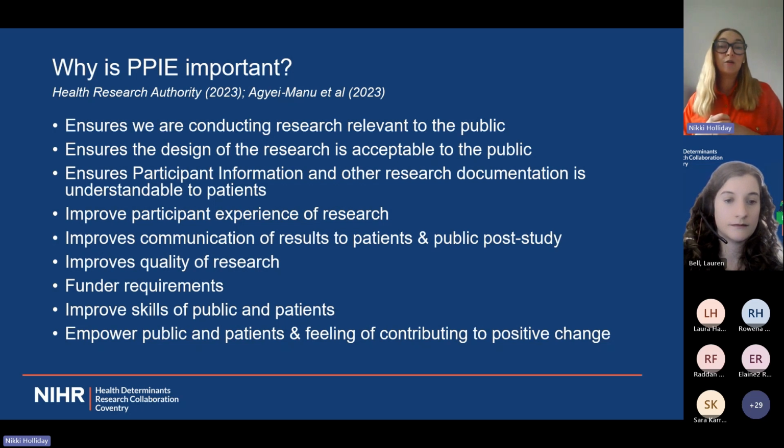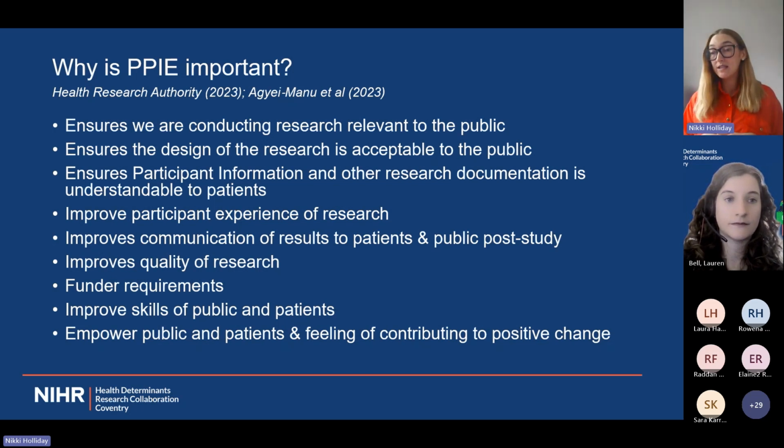It improves the communication of the results to patients and the public post-study. So it makes it more likely that the results will have impact outside of just publishing in academic journals, and the public can really understand what happened with the research and the implications for that going forward.